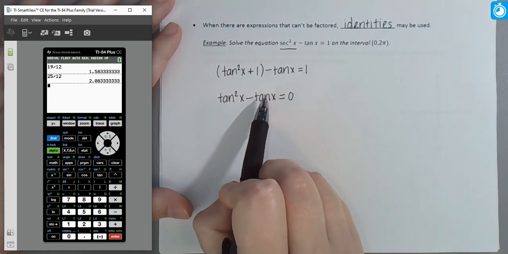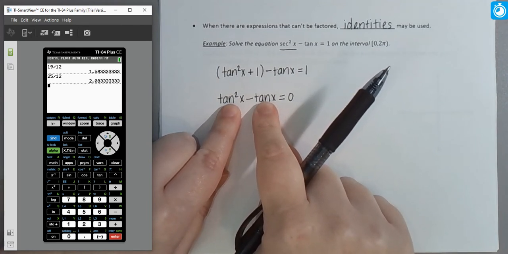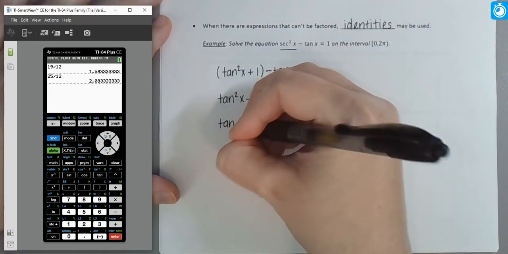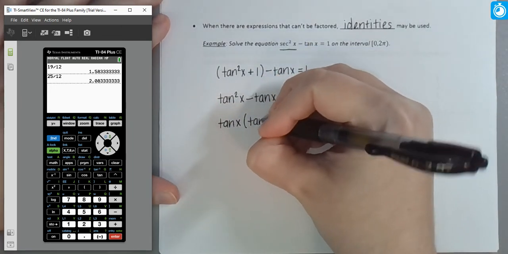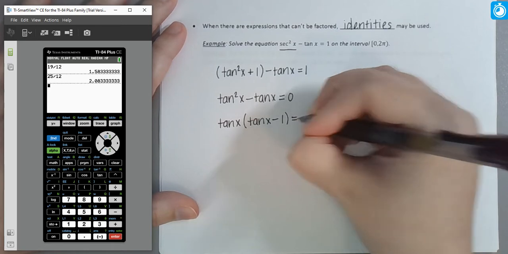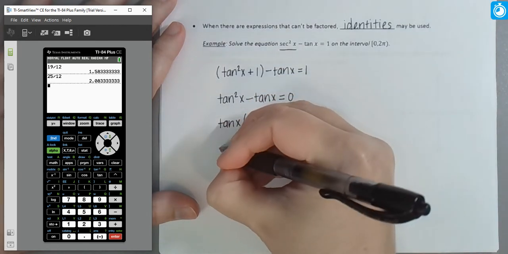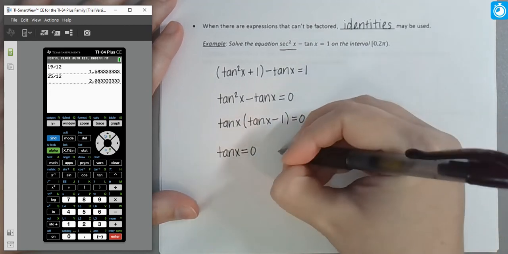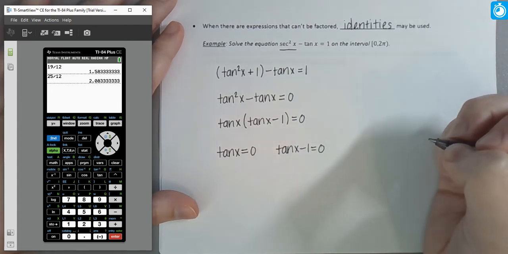And so now I can factor. It's the same thing, but think of it again in terms of a greatest common factor. What do these two terms have in common? Well, this term has two tangents, this term has one, so I can factor out that single common tangent. So from the first term, that's going to leave me with tangent x, and from the second term, tangent factored out of tangent just leaves me with a 1. Okay, so now that I have my two separate factors, I can split them up and set them equal to 0. So I get tangent x is equal to 0, and then tangent x minus 1 is equal to 0.